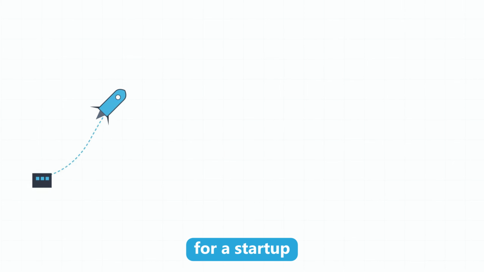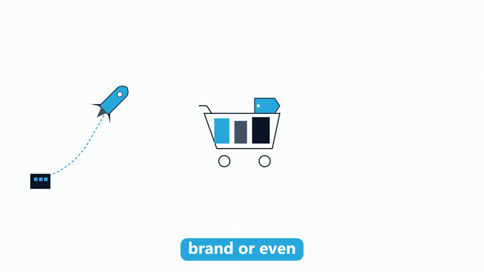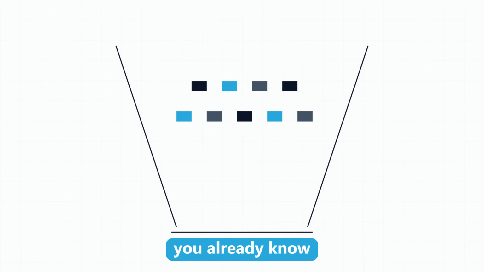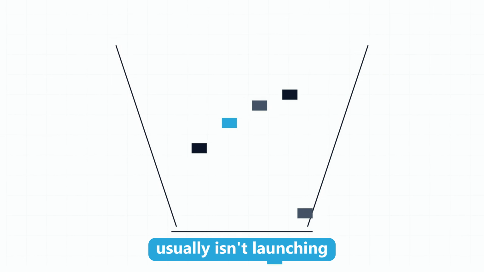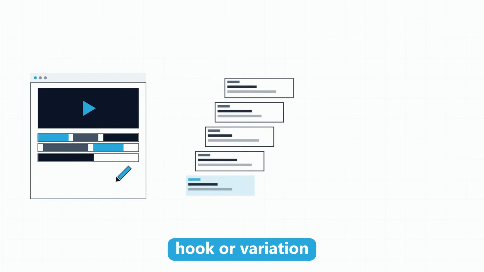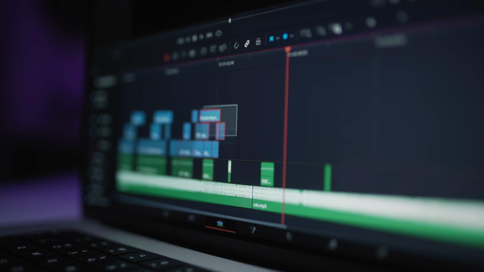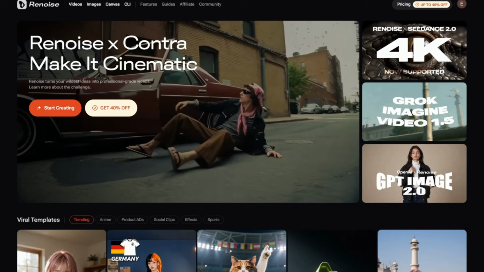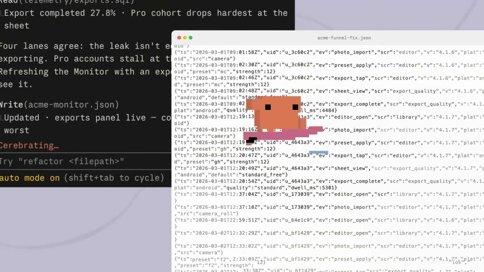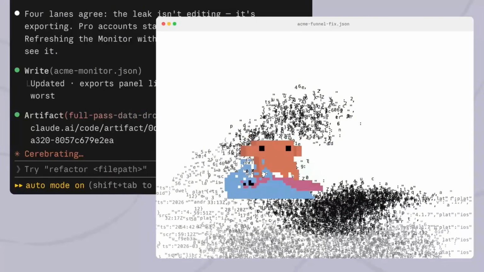Now the reason this is interesting is because if you've ever run ads for a startup, an e-commerce brand, or even your own SaaS product, you already know the biggest bottleneck usually isn't launching campaigns. It's making enough creative to test. Every new angle, hook, or variation normally means more editing, more revisions, and more time waiting around. Renoise is trying to solve that by turning video generation into something you can run directly inside an AI agent.